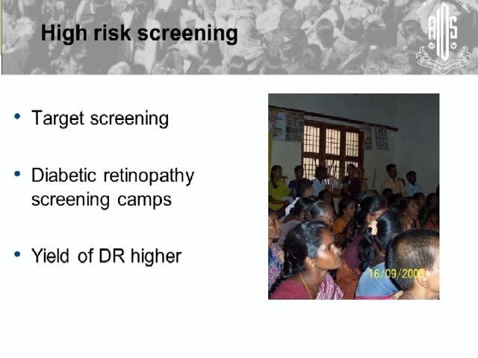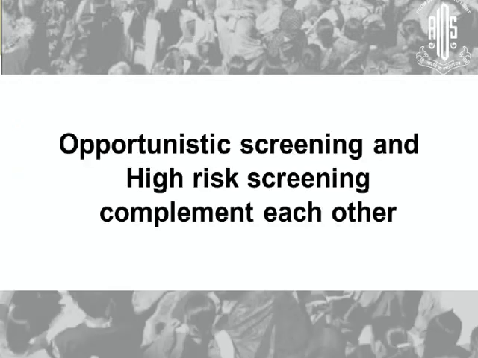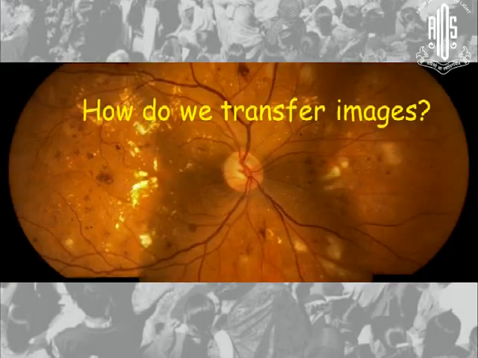High-risk screening is targeted, like diabetic retinopathy screening, and the advantage is we get more yield of diabetic retinopathy. Because we know that if we see 100, hardly about 18 to 20 will have retinopathy, and those who are sight threatening will be only 4 to 5. So to get more yield, we do high-risk screening. Actually the opportunistic screening and the high-risk screening complement each other. So if somebody wants to start a diabetic retinopathy program, he needs to do both programs together.